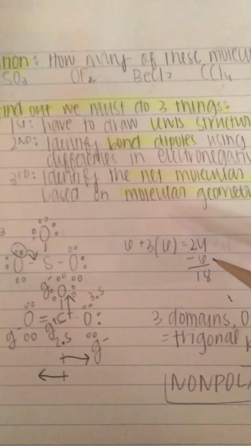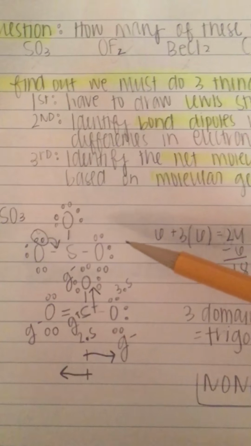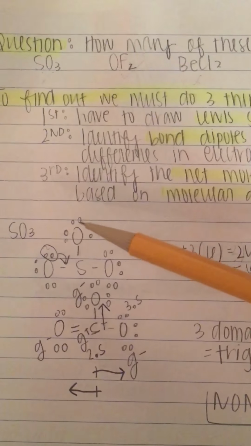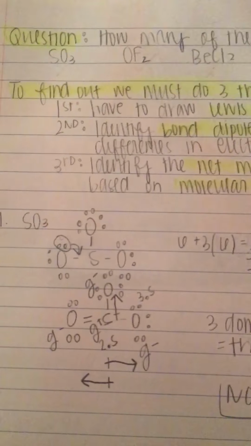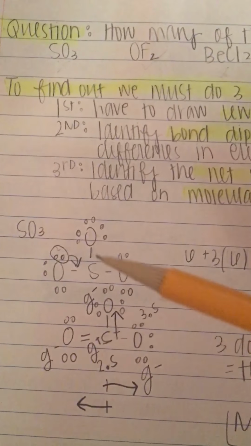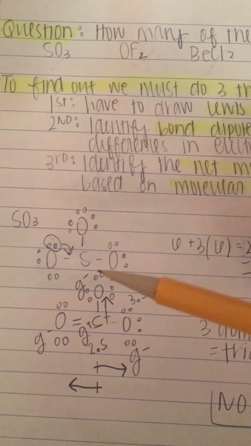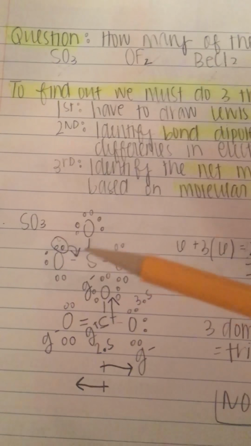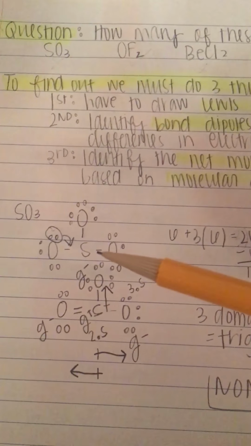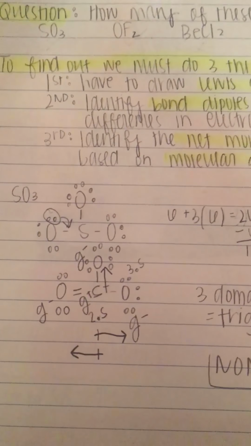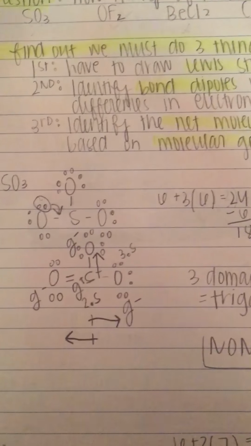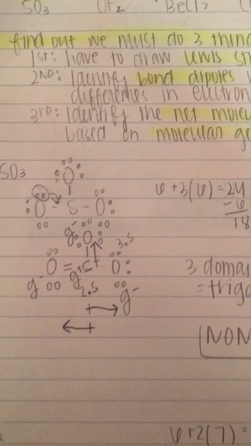Then you make octets on the outside atoms: 2, 4, 6, 8, 10, 12, 14, 16, 18. Now we have to make sure they're all octets. O's have 8 each, but S has only 6. So S does not have an octet, so we have to move electrons from an O to double bond to the S. And this is a resonance structure because you can do it to any O to make it a double bond.